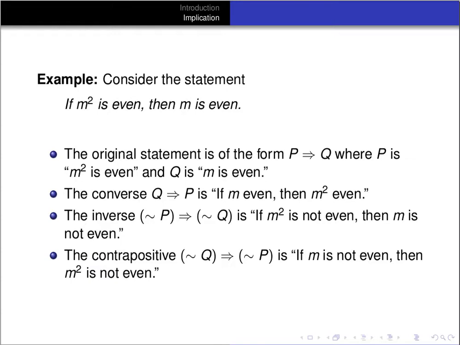Okay. So you can see that the kind of pattern we observed is that the original statement and the contrapositive were both true in both cases. The converse and the inverse, in one case they were both true, and in the other case they were both false. Okay, so you can see there might be some kind of relationship here, and indeed there is.